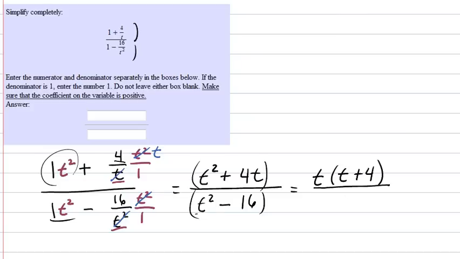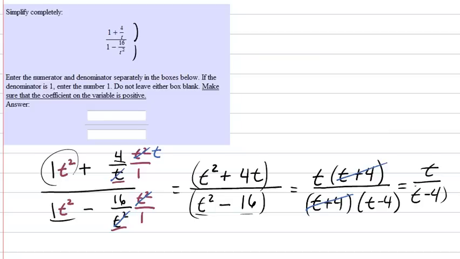On the bottom, I can't take anything out, but you should recognize that as the difference of two squares. So that's going to factor into t plus 4 times t minus 4. And bingo! We've got a binomial of t plus 4 on top and t plus 4 on the bottom, so those can cross out. And so my final answer would be t over t minus 4. Again, don't be tempted to cross the t's out on the bottom there. That's a binomial. So that would be the final answer.